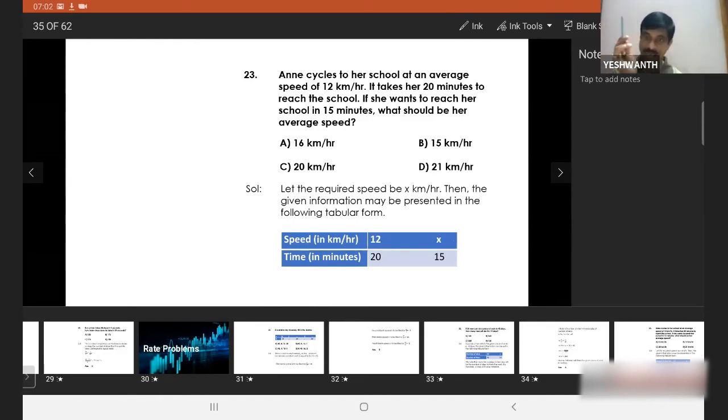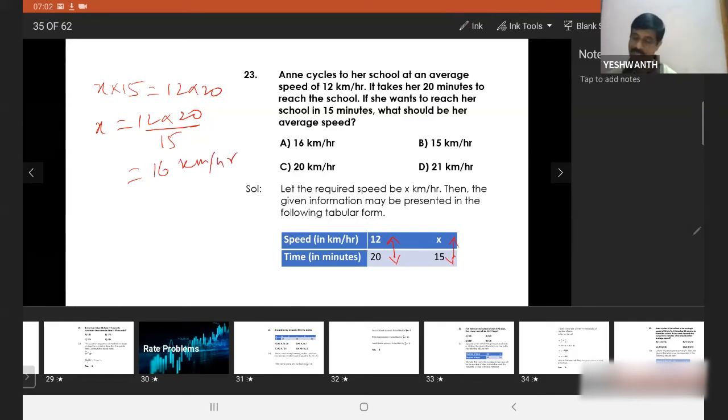If it is directly proportional, we'll take cross multiplication. Here, as this is inversely proportional, this into this equal to this into this. So 12 into 20 equal to x into 15. So x equal to 12 into 20 by 15. So 4, and this is 3, and 4 threes are 12, 4 fours are 16. So 16 kilometers per hour. Speed has increased to 16 kilometers per hour, so time automatically decreases. Please note it.